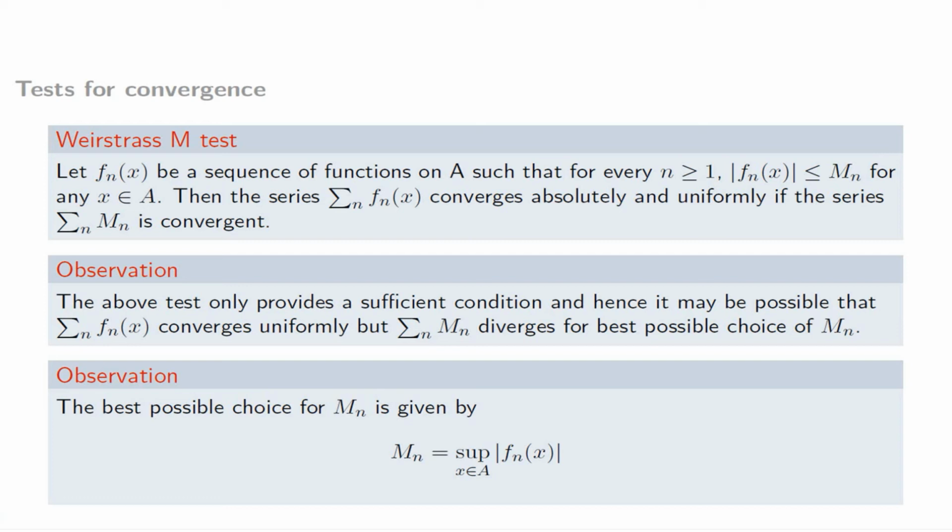So, we have just one observation: the above test only provides a sufficient condition, and hence it may be possible that summation f_n(x) converges uniformly, but summation M_n diverges for some choices of M_n. Actually, our best possible choice for M_n is the supremum value of the absolute value of f_n(x), where the supremum is taken over the set A.